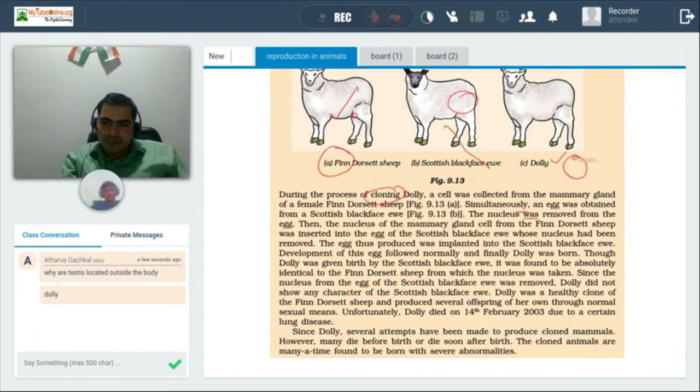This cell was taken out from the fin. From this, a mammary gland was taken out, and simultaneously one egg was taken out from this one. This much you have understood. Then what happened? This nucleus was removed from this cell. And then this nucleus was transferred.